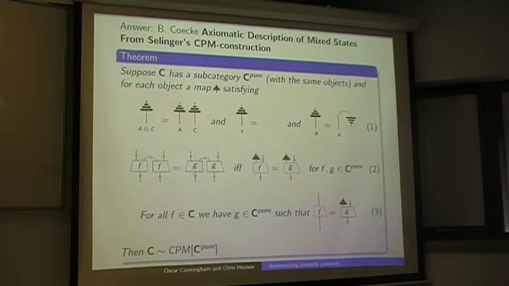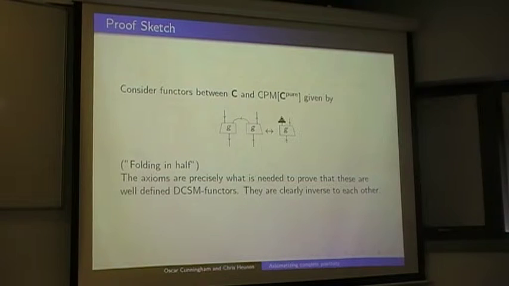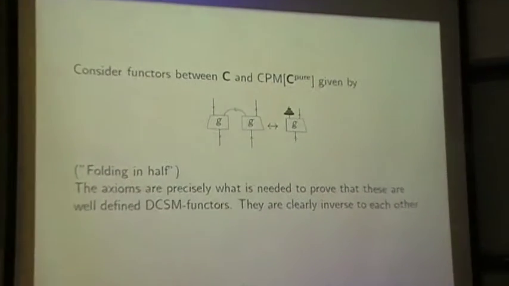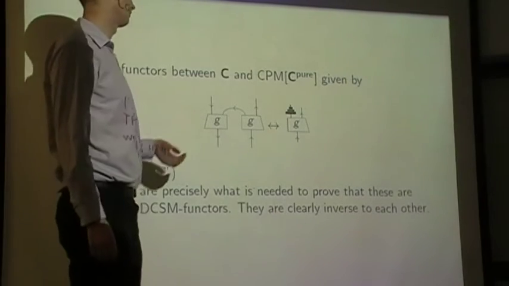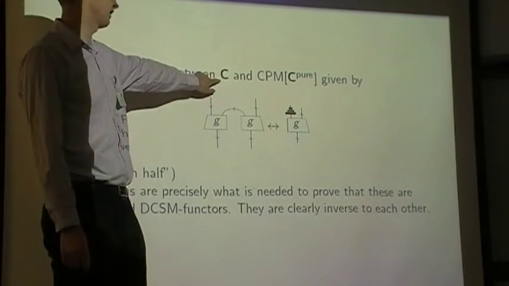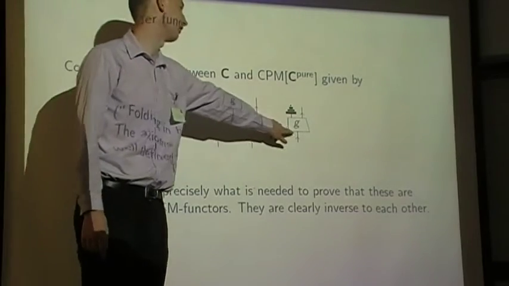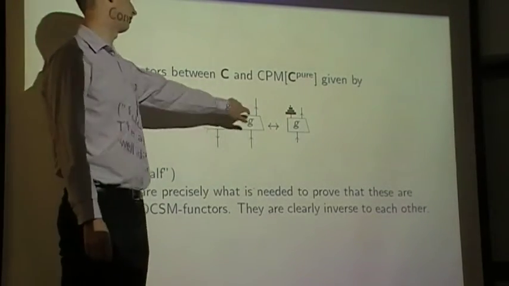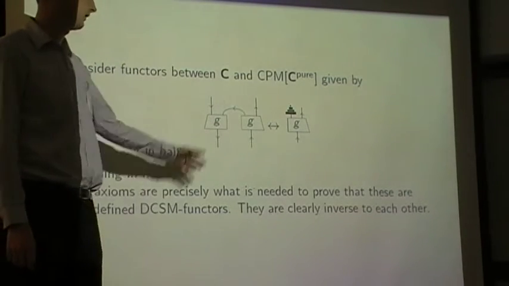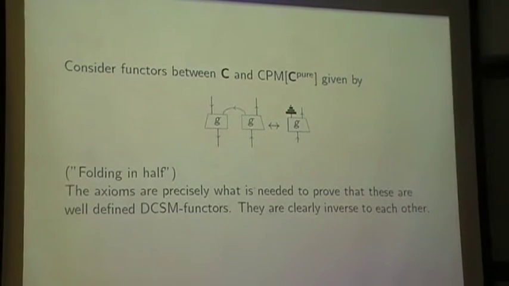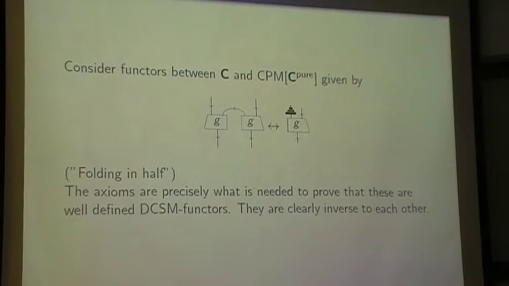Okay, and how would we prove this? Well, because of purification, every morphism in C is something of this form, and the morphisms in CPM and CPure are something of this form, and the bijection between them is precisely this shorthand which I wrote up here. And the axioms that we had before are just precisely what you need to show that this is a well-defined functor between dagger monoidal categories.